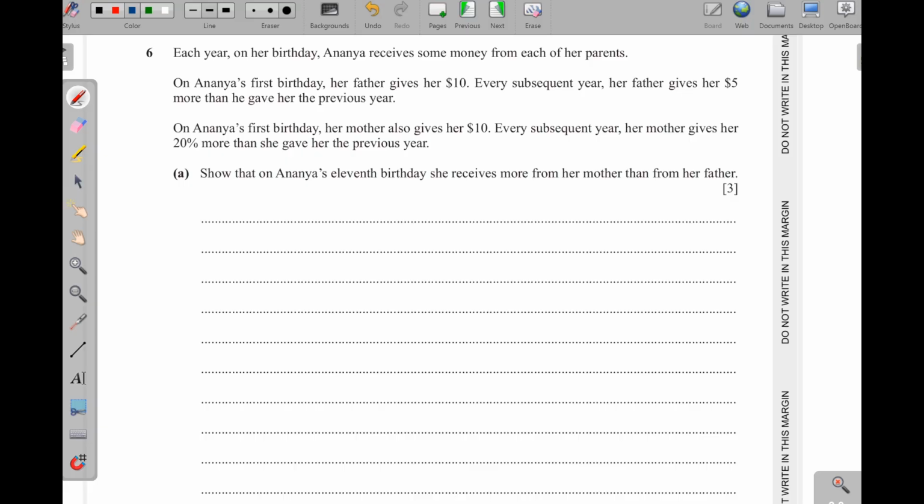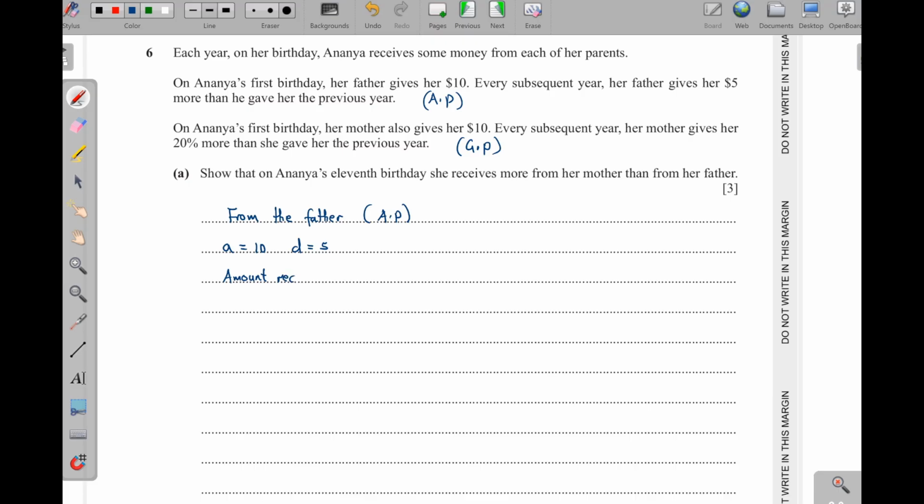Okay, then they are saying part A, show that on Ananya's 11th birthday, she receives more from her mother than from her father. So this is a GP and this is an AP. Okay, so let's look at what she gets from the father. From the father, we are seeing this is an AP, right? And A, the first term, is 10, and the common difference is 5 because she keeps on receiving what? 5 more.